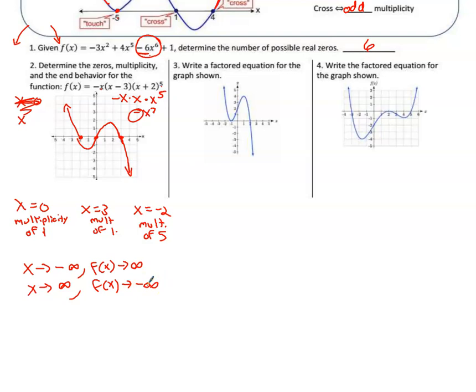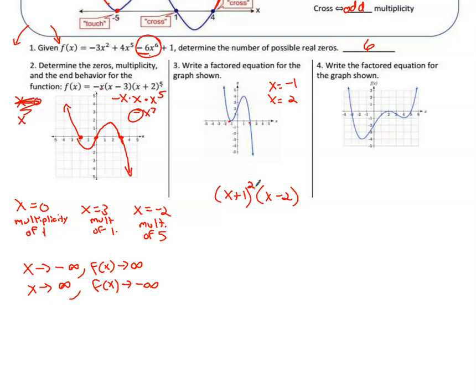On number 3, let's write the factored equation. Well, for this one, I see x equals negative 1, and I see x equals positive 2. So that means x plus 1 would be a factor, and x minus 2 would be a factor. And I notice it bounces here. If it bounces, it's going to be an even power, and we're going to go for the smallest even power, so that'd be x squared.